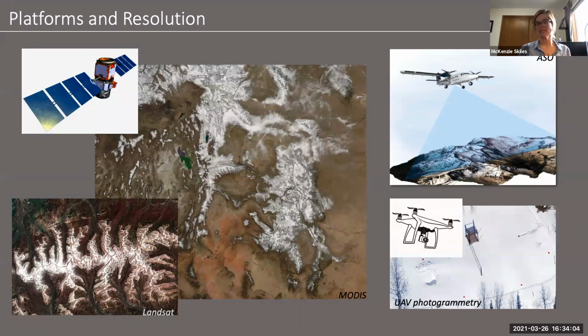And you can cover a decent amount of ground with airplanes. You can cover large basins in a single flight. And then UAVs or drones are smaller spatial scale, but also very flexible and pretty affordable technology. Flying a plane can get expensive, but buying a drone is a more accessible technology for mapping snow cover.